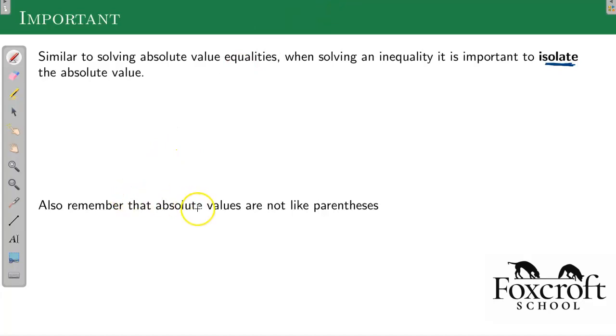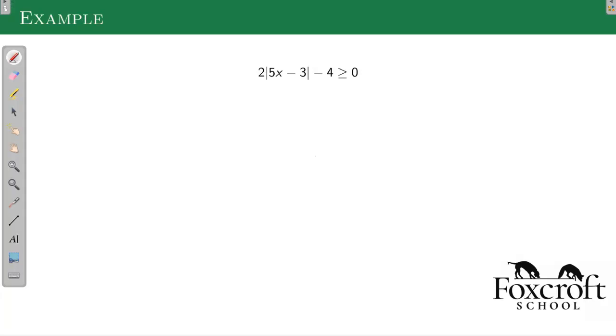Remember, absolute values are not like parentheses. I can't add something outside of an absolute value, and I can't distribute something into it. Absolute values are kind of strange, so you just want to ignore them almost until they're by themselves and then do something after that. So again, with this absolute value, I can't add 3 to both sides or something like that to get rid of the 3. So I can't touch this.